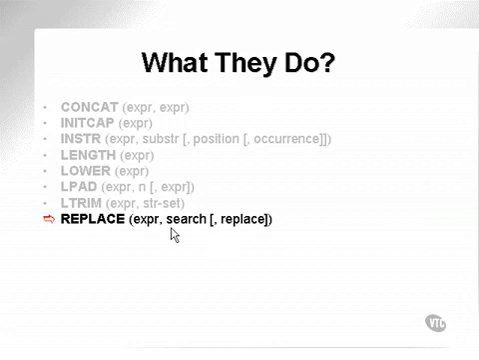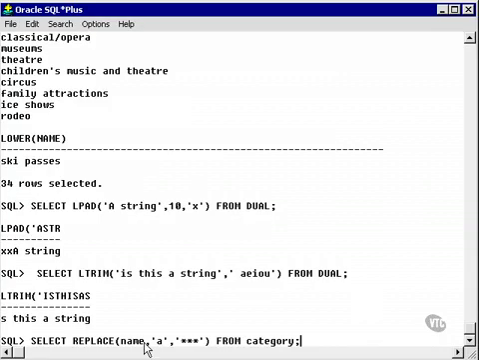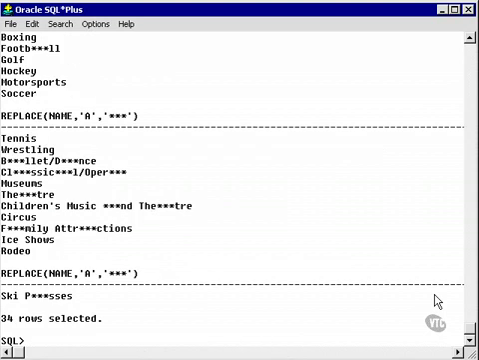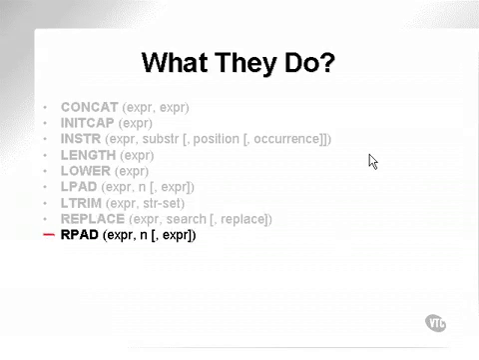Replace. Replace can be used to replace search patterns or strings within other strings. Here's a simple example of replace. All we're going to do is find the letter A in the name column from the category table and replace it with 3 asterisks. So, ballet, dance would be replaced with ballet, with 3 asterisks included within the word. Classical, opera, theatre, etc.